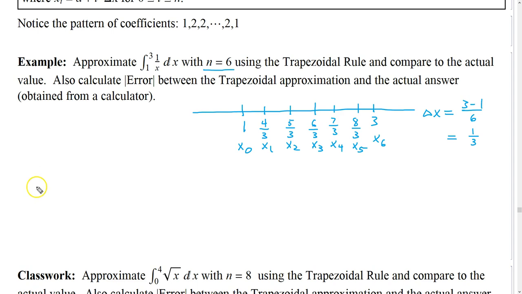Now, using the trapezoidal rule then, we simply have this. So it's going to be delta x over 2. Now we're going to evaluate the function at 1 and then each of these points. So it's going to go like this. In fact, we'll write it out just as follows first.